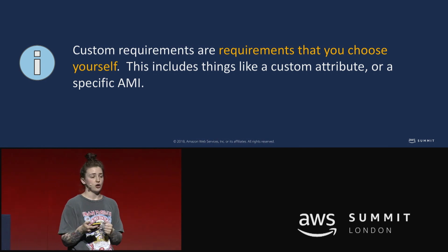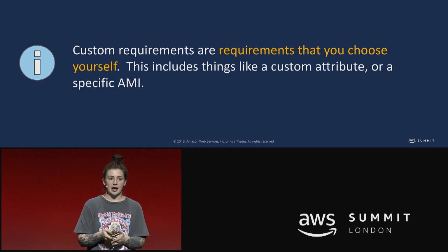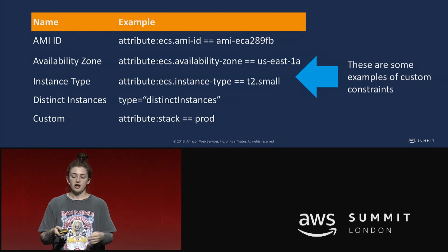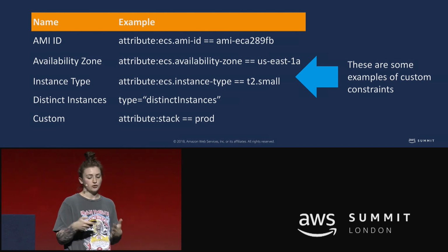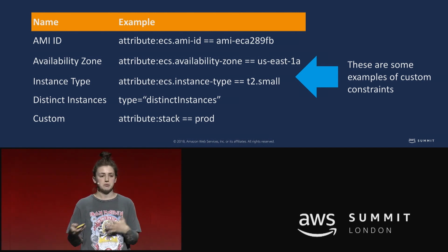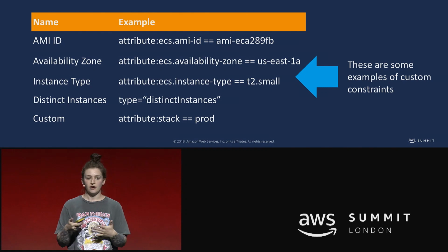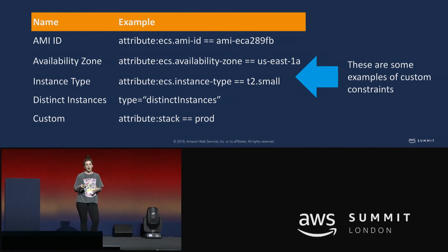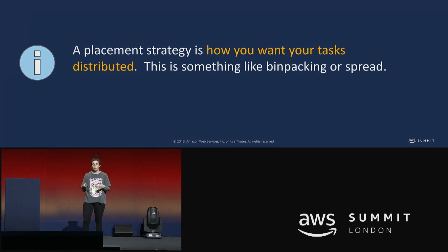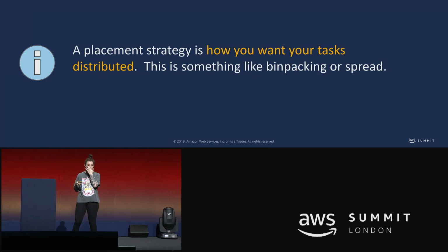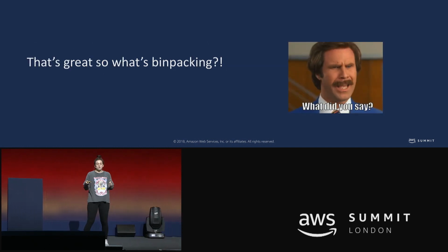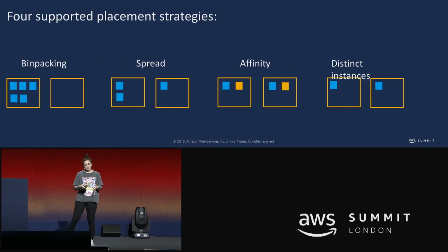So an attribute or a label or an AMI, I can choose that myself, so I don't have to filter on them, but I can choose to. Here are some examples of what some custom constraints might look like. For example, a specific availability zone, or if I only want to run my message processing tasks on a certain AMI, I could do that this way. So a placement strategy is how I want my tasks to be distributed. So that's bin packing or spread. A couple of different examples of these.